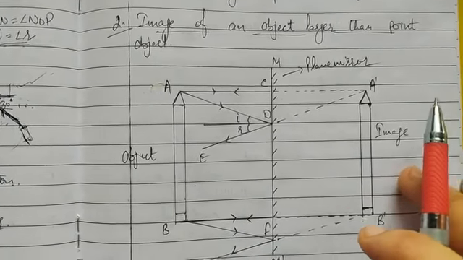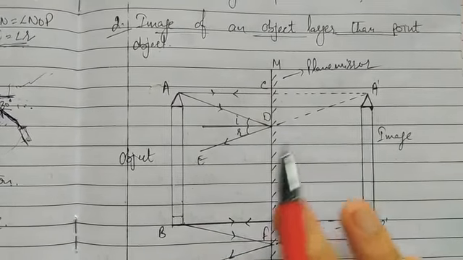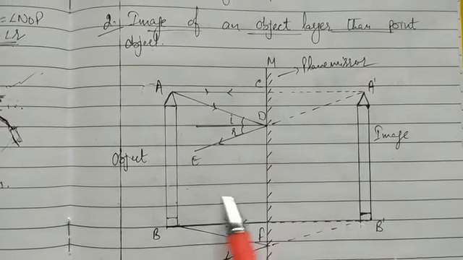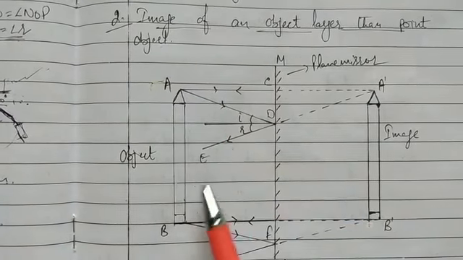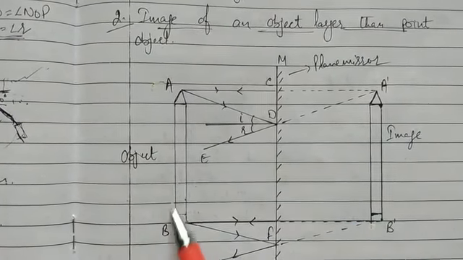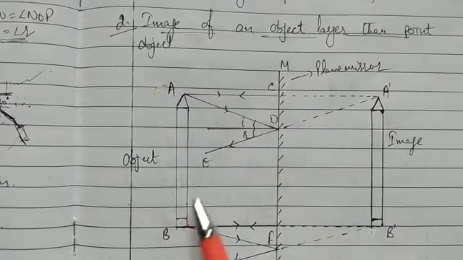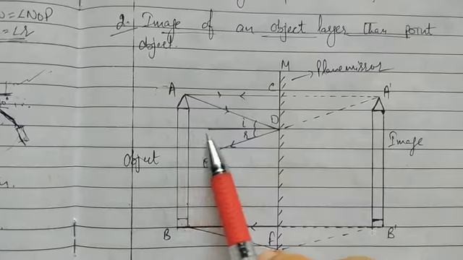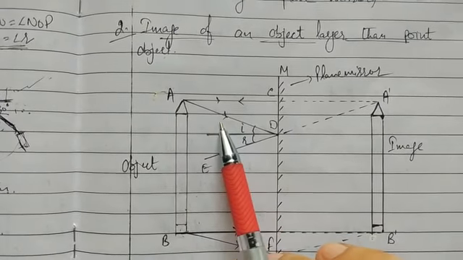So in this we will draw the image of a pencil. You can also draw the image that you can see in your book. Firstly, this is the object and this is the tip of the pencil, this is the end point of the pencil, and we have denoted it as A, and this is point B. From every point of the pencil the light rays will come, but we have considered only two rays.